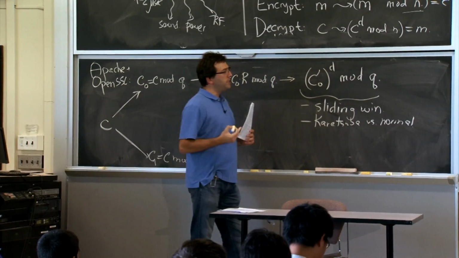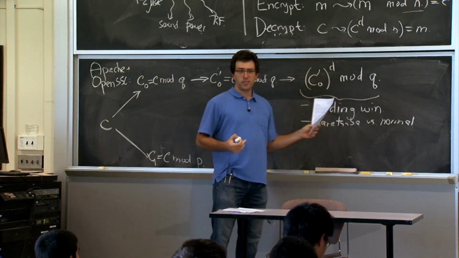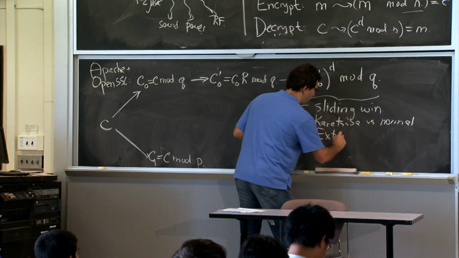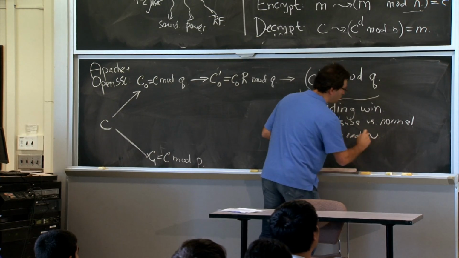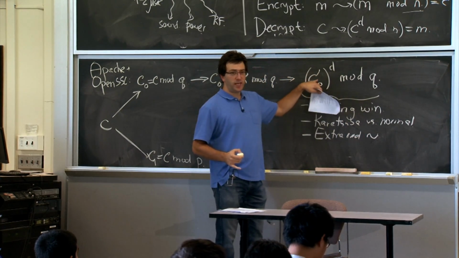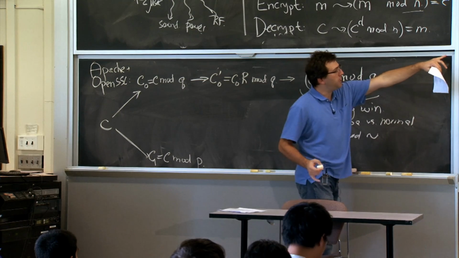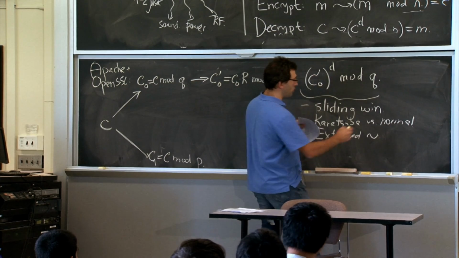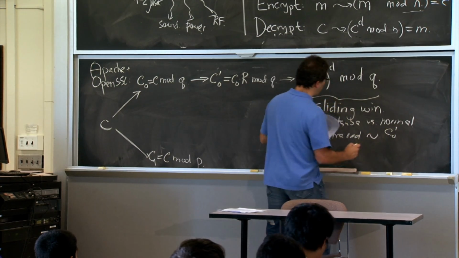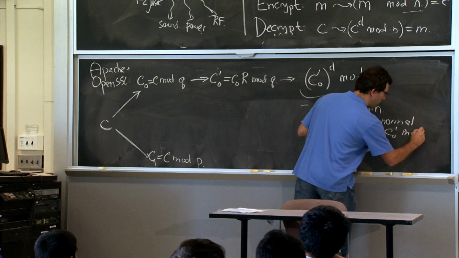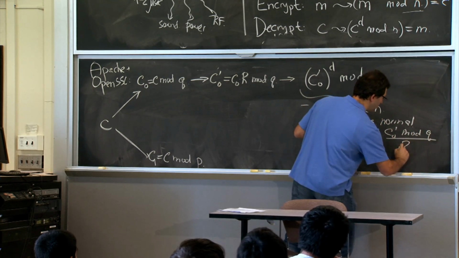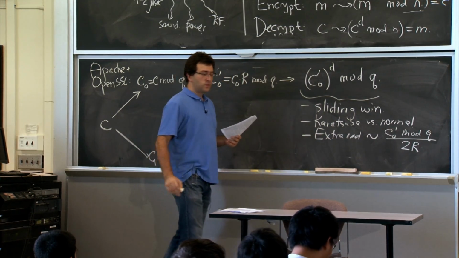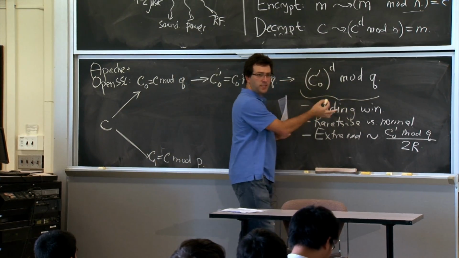And also in this step, the extra reductions come in, because at every multiply, the extra reductions are going to be proportional to the thing we're exponentiating mod q. So just to plug in that formula over here, the probability of extra reduction is going to be proportional to the value of C0 prime mod q divided by 2r. Make sense? So this is where the really timing sensitive bit is going to come in.